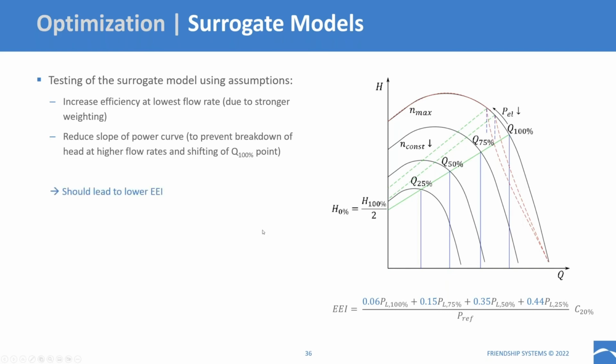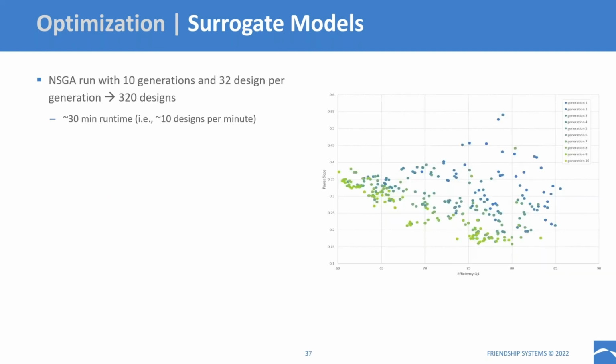And this is the assumption without having the full EEI computation implemented yet. This should lead to a lower energy efficiency index. So what we did here was we took our surrogate models, and then we ran an optimization run using a genetic algorithm here with 10 generations, 32 designs per generation. It's obviously relatively quick, so we have a 30-minute runtime in total for these 320 designs, so about 10 designs per minute are evaluated. You can see here the different generations.